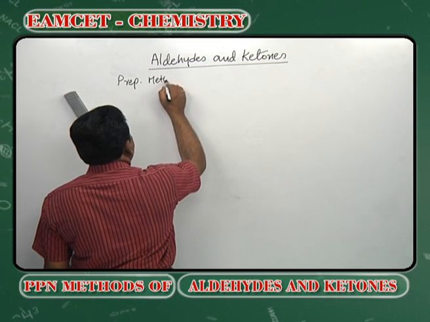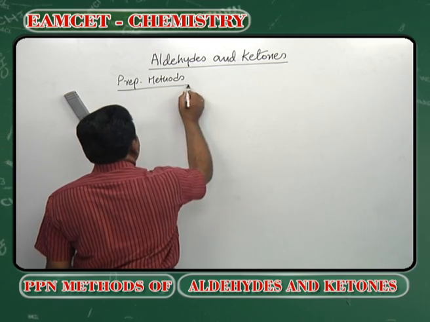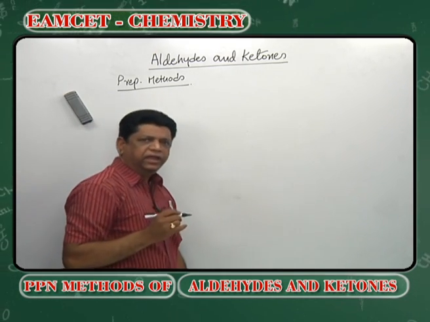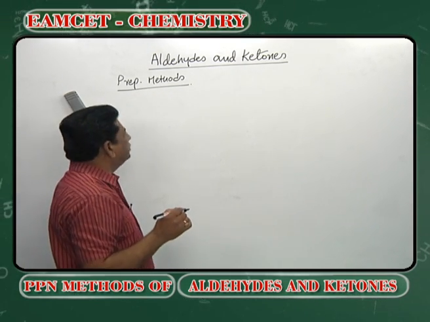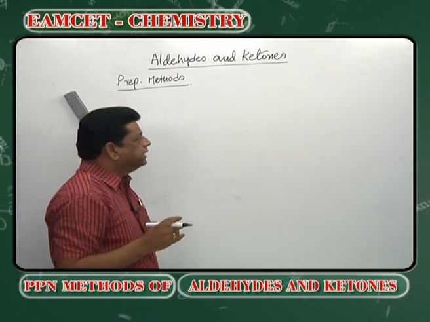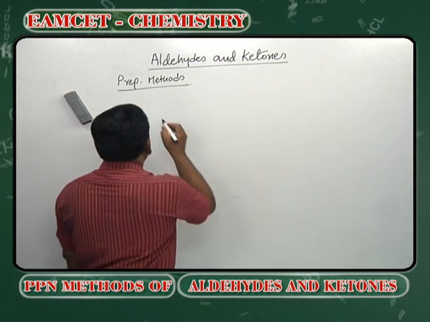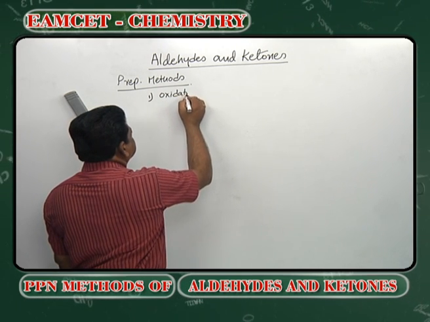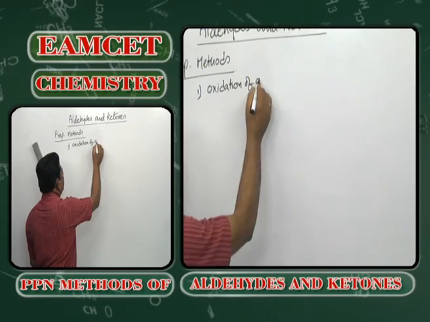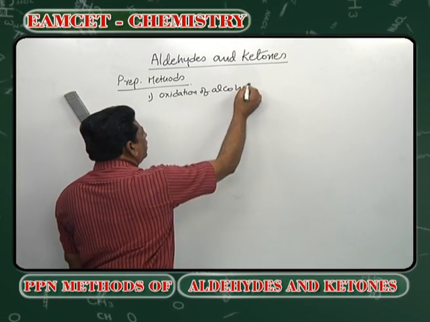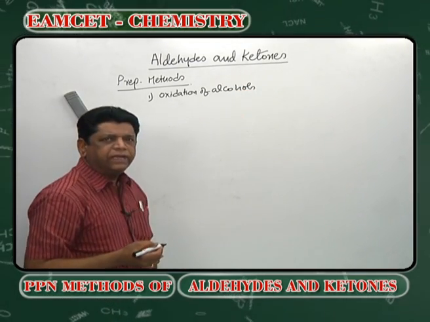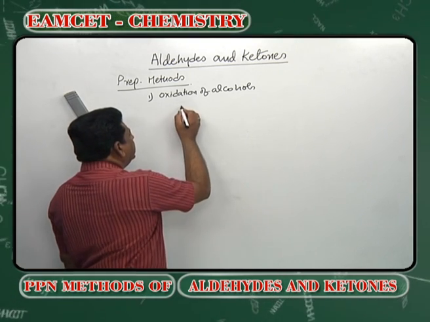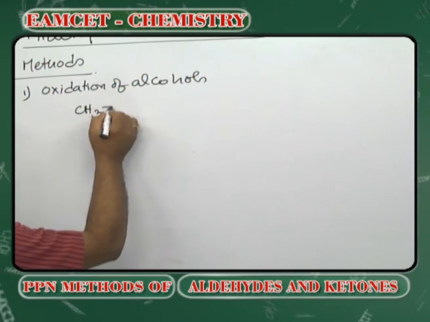Preparation methods. There are a huge number of preparation methods. However, it is not possible to cover all the methods. The important methods we will take here. The first one is oxidation of alcohols. In this method, aldehydes can be readily prepared by taking the 1 degree alcohols.